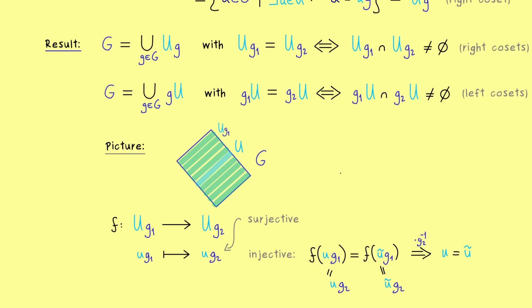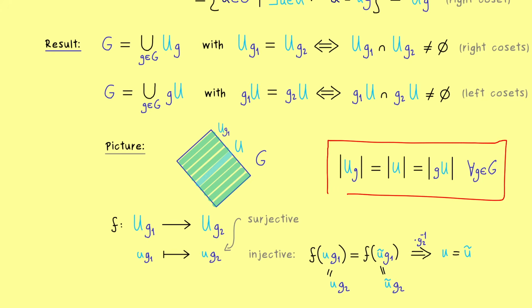Hence, if we write the cardinality with the vertical lines, we get Ug has the same cardinality as U. And moreover, the same also holds for the left cosets. And most importantly, this equality holds no matter which element g we choose from the group. So please remember that the sizes of the cosets are all the same. And this nice fact we can use in the next video when we start with Lagrange's theorem.